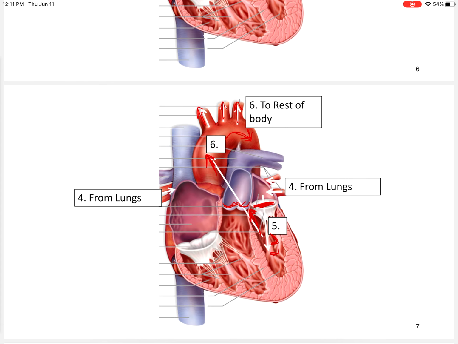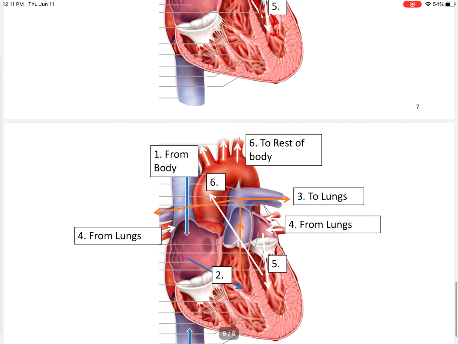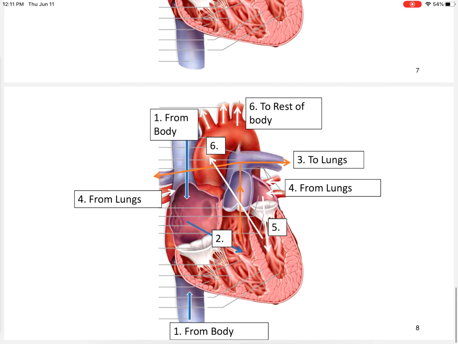Okay, so the systemic side, the left side of the heart, we had blood returning from the pulmonary veins into the left atrium. Then when the left atrial wall contracted, it pushed blood into the left ventricle. And then when the left ventricular wall contracts, it pushes blood through the aortic semilunar valve into the aorta and out to the body. Here it is all together. One last point I'd like to make.